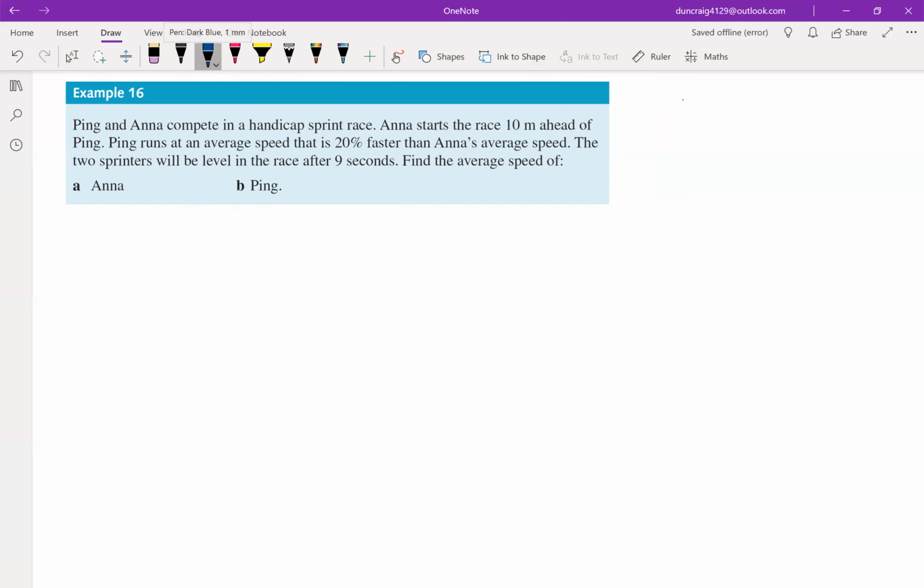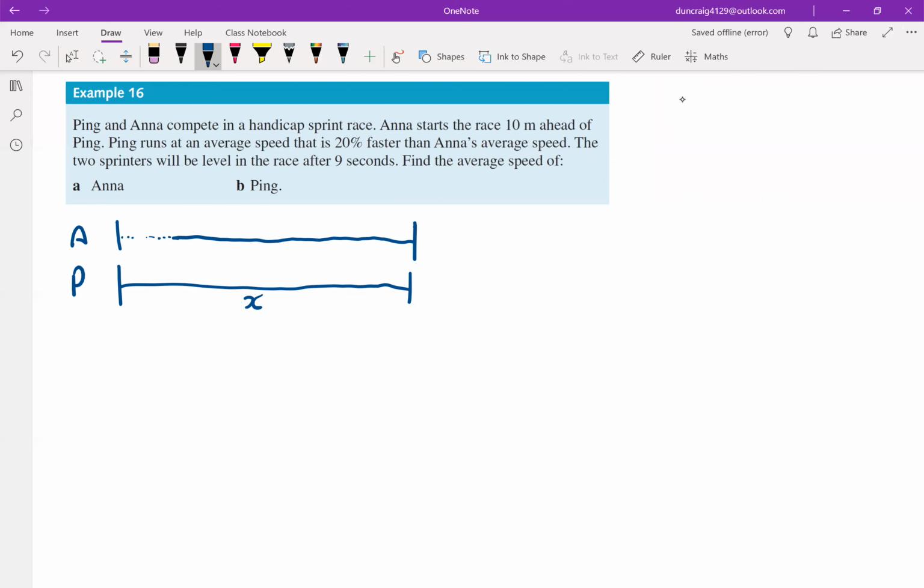All right, let's come up with a little diagram to visualize what's going on here. Let's just say this is the race here, with a bit of a dotted line, and let's call this Anna here and Ping there. We know that Ping runs a particular distance, and that's 10 meters there. So that means Anna runs 10 meters less than Ping.